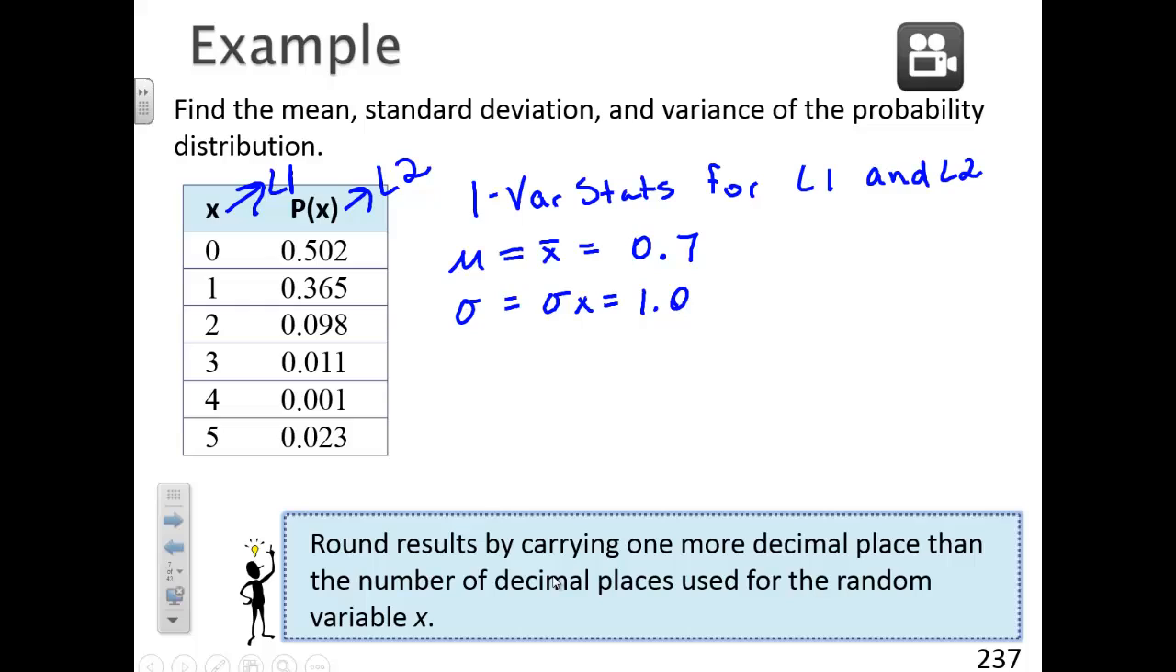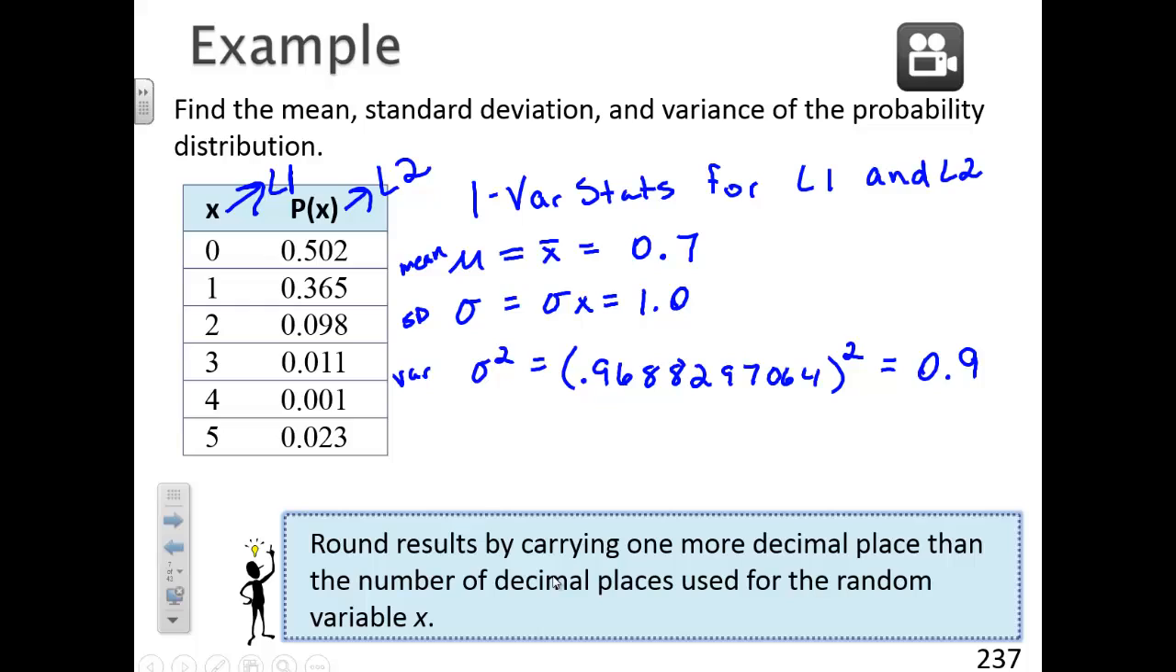Now we need to find variance. So this was our mean, standard deviation, variance. Variance is sigma squared. And remember, to find variance, we need all those decimal places, so 0.9688297064. And square that, and you get 0.9. So our variance is 0.9, standard deviation 1, and mean 0.7.